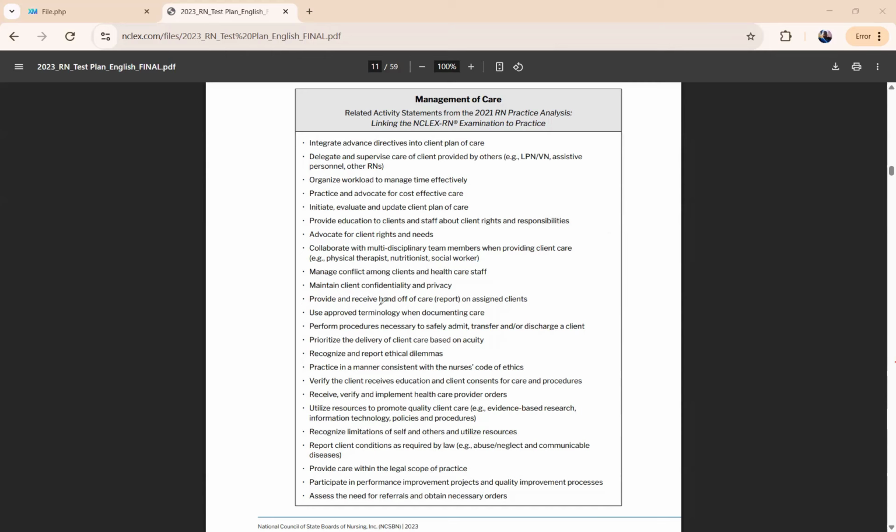let's talk about handoff reports. Now, there are two types of reports you can do on the NCLEX exam. This is handoff report about assigned clients. You are doing this to the upcoming shift, or other staff member. That's what we are doing.